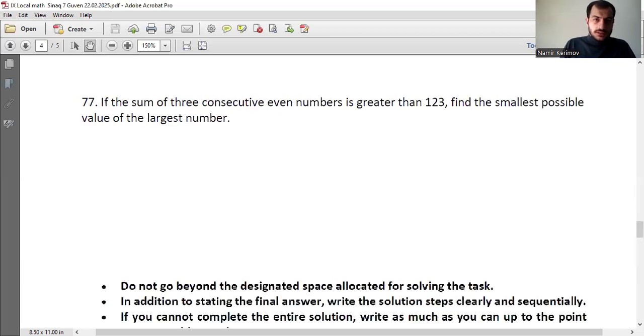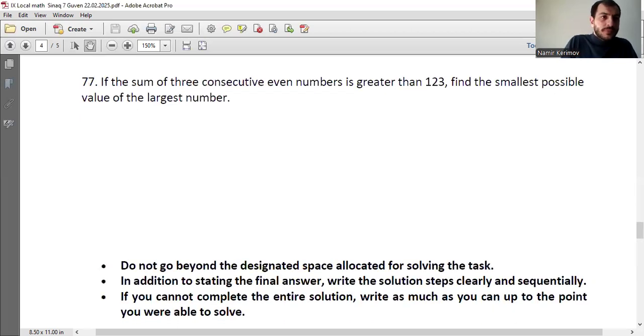In 77, the sum of 3 consecutive even numbers. So let's say the first one is 2n. The other one should be 2n plus 2. Other one 2n plus 4. So 3 consecutive even numbers.